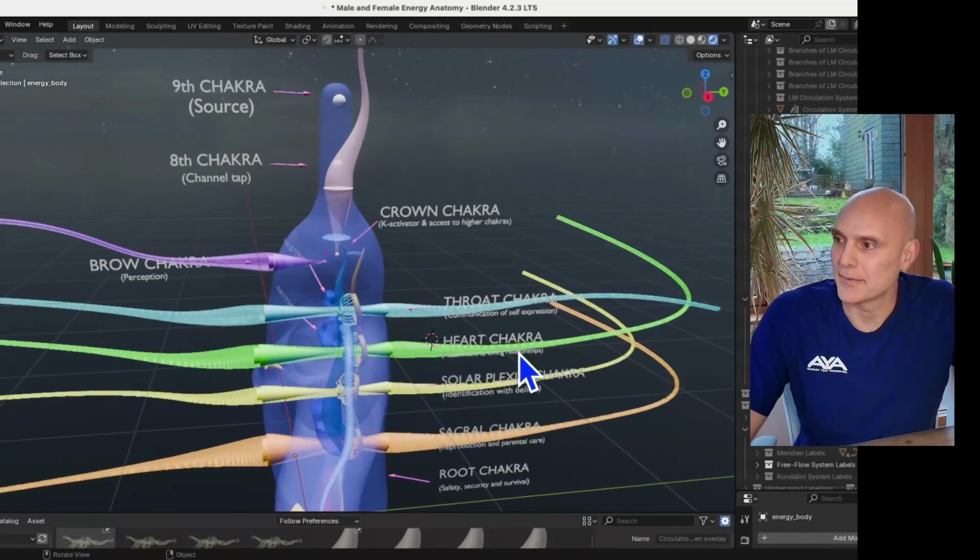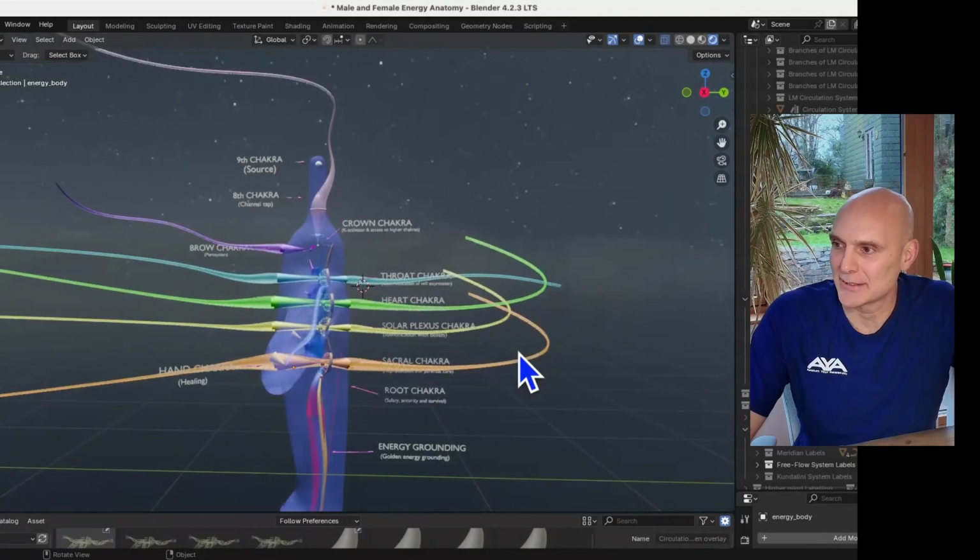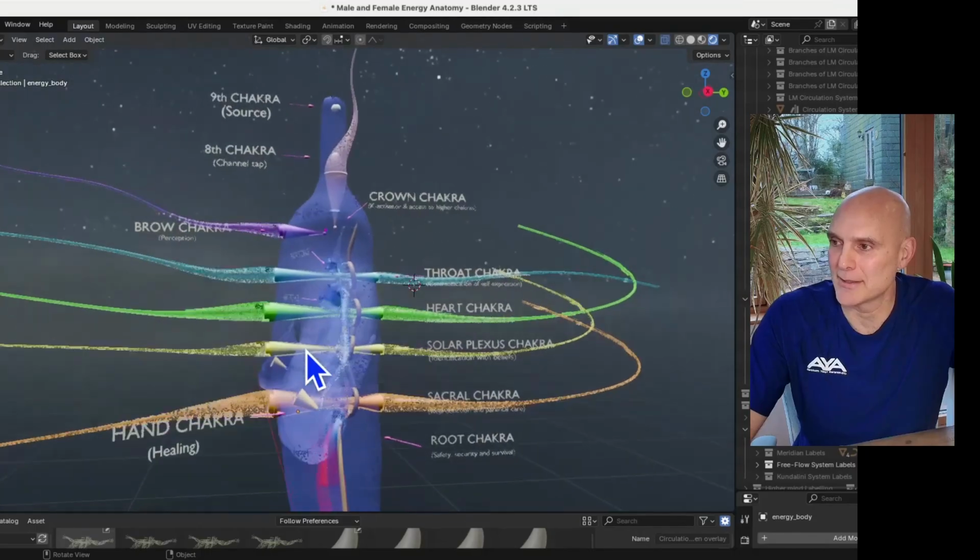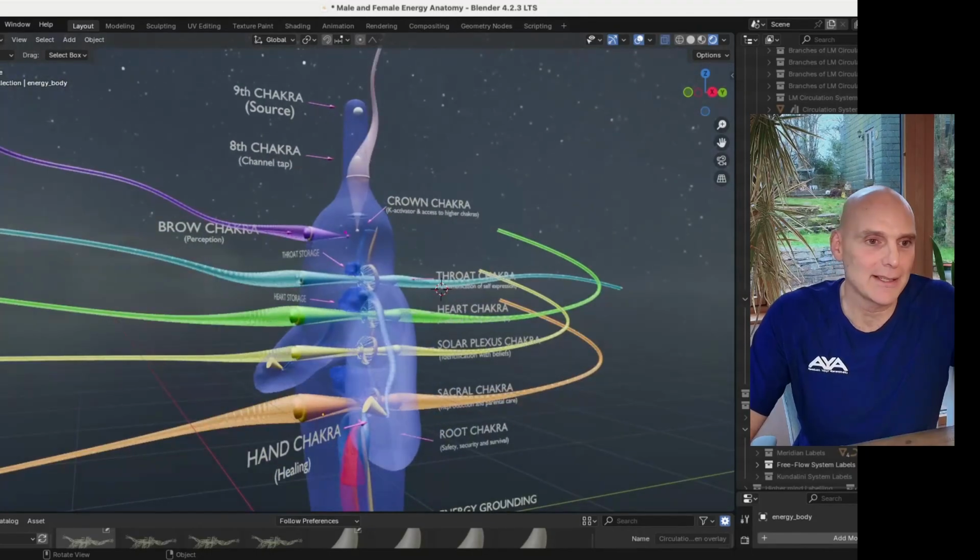Right then. So that's the chakra system. Let's now talk about the meridian system. And it's difficult to talk about the meridian system without involving the chakra system in a way.